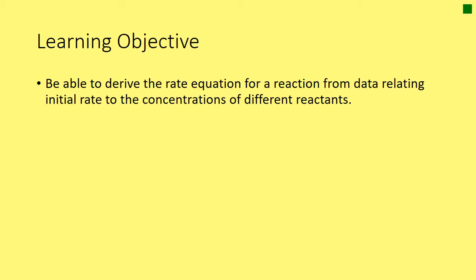So finally, let's just check that we've met our learning objective. We set out to be able to derive the rate equation for a reaction from data relating initial rates to the concentrations of different reactants. And we've done that for a 2-reactant reaction and also for a 3-reactant reaction.